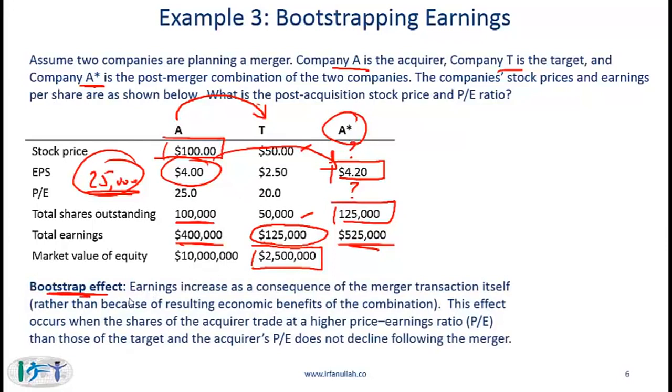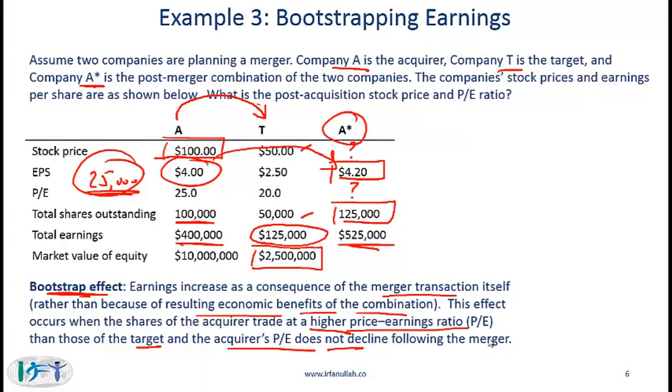A bootstrap effect is where earnings increase as a consequence of the merger transaction itself rather than because of resulting economic benefits of the combination. So we are not talking here about any economies of scale or any synergy. It's just the mechanical transaction that is increasing the earnings per share. This effect occurs when the shares of the acquirer trade at a higher PE ratio than those of the target, and the acquirer's PE does not decline following the merger.